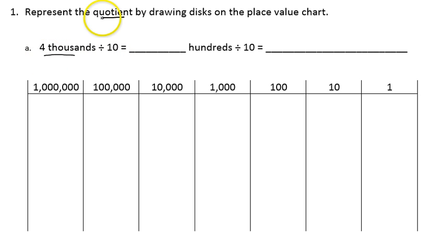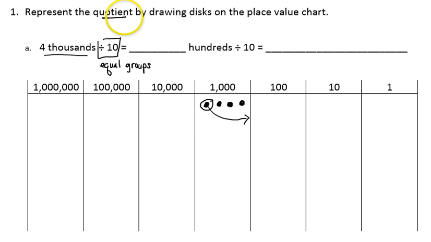We'll start by drawing our 4 thousands on our place value chart, so that means I need 4 discs in the thousands place. That shows 4,000. When we divide by 10, that means that we need to put our discs into 10 equal groups. Well, if I only have 4 discs, I can't put them into 10 groups. So I'm going to take each disc and decompose the disc into 10 groups of 100. For example, I can take this disc and decompose it into 10 discs, and each disc is worth 100.